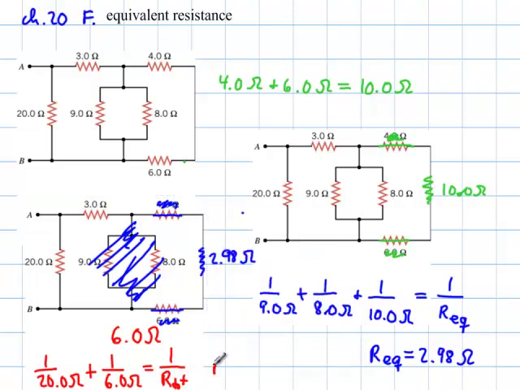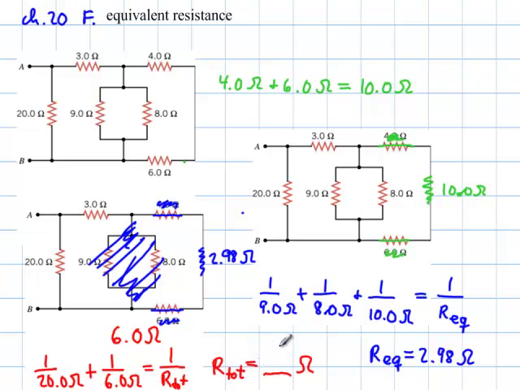So therefore R total equals whatever you come up with in ohms. Remember, when you add these reciprocals, you come up with a small number, you still have to invert it in order to get the total resistance.